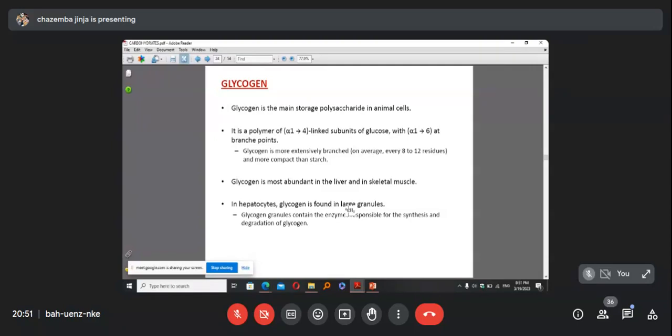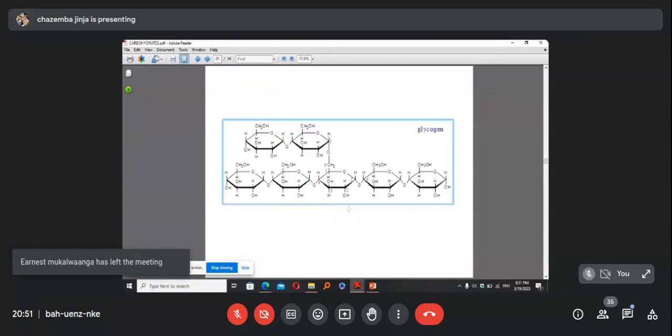So hepatocytes are simply cells that are found in the liver. You'll come across them in your anatomy. Now, they contain glycogen. Glycogen is found in large granules. So when you find a hepatocyte, you find that there are a number of large granules which contain glycogen. And glycogen granules contain the enzymes responsible for the synthesis and the degradation of glycogen when there is need for it to be converted back to glucose to yield energy for the body. That's it on starch and glycogen.